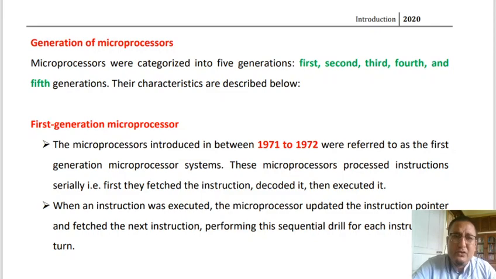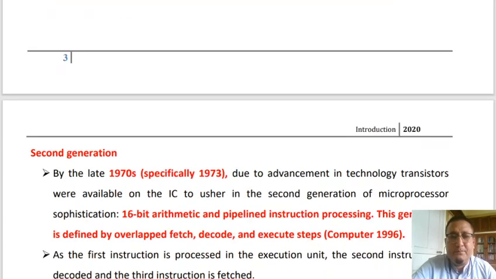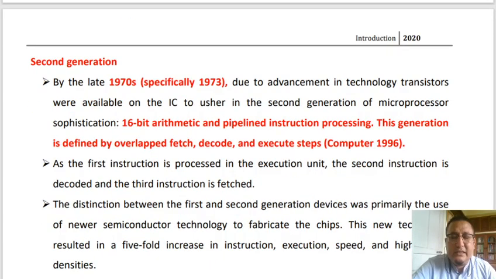Now this led to the evolution of the second generation microprocessor, the microprocessors that were released specifically in the year 1973. Now in this category of microprocessors, the transistors were made available on the IC chip with sophisticated techniques such as 16-bit arithmetic operation and pipelining instruction processing, where the generation of the microprocessors was defined by overlapping fetch, decode, and execution steps.